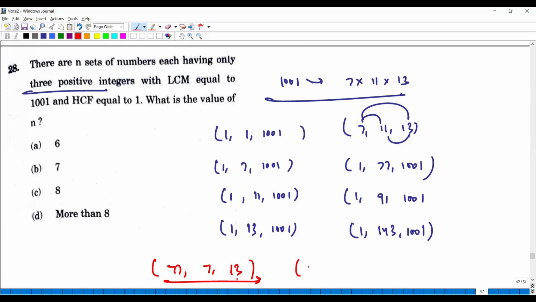Okay. If I take 13 into 11, I'll take 11, I'll take 7, like this. Common in 2 pairs is okay, but they should not be common in all the three pairs. So you can write n number of sets like that. Okay, there are a lot of sets. So you can say the sets are more than 8.